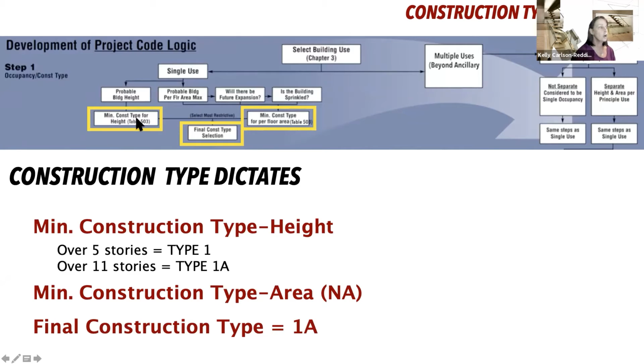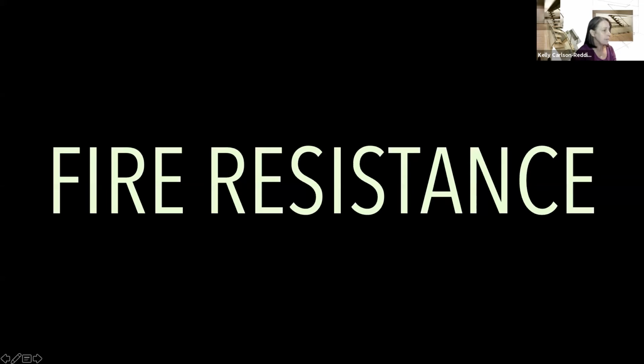But within this chart, you're going to test out the different construction types, and then you're going to say, this is my final type. That's the information that you're going to put into your summary and also into your Appendix B. Okay, so that's your construction type.